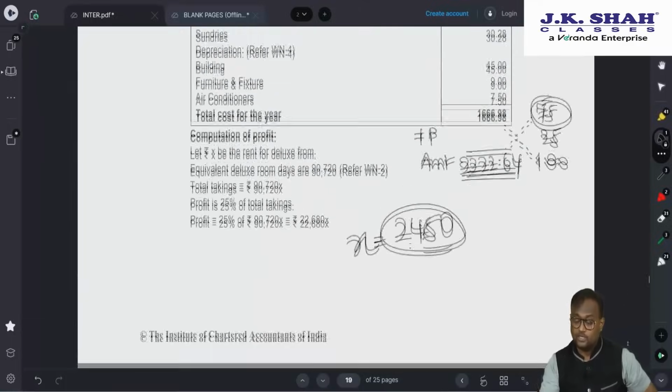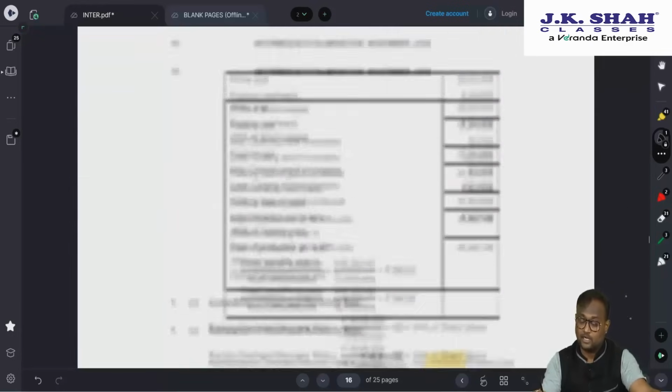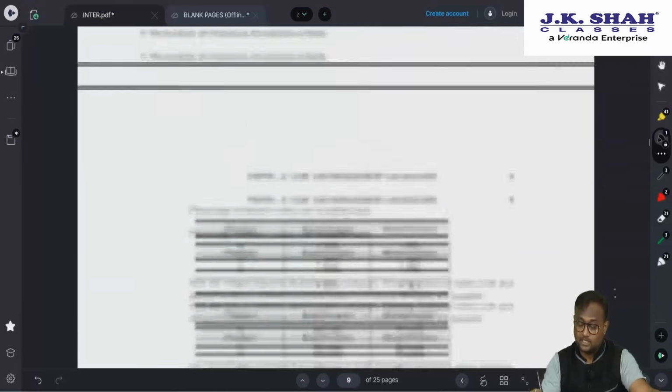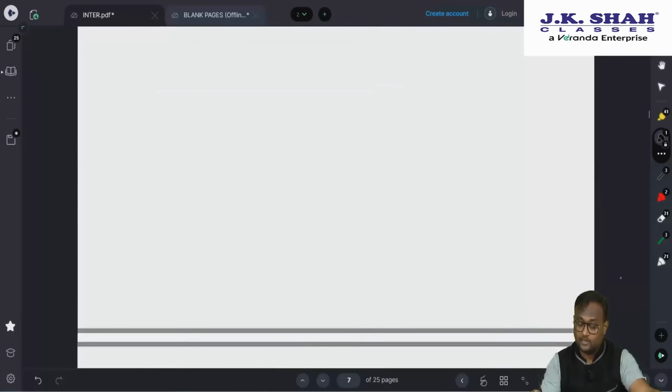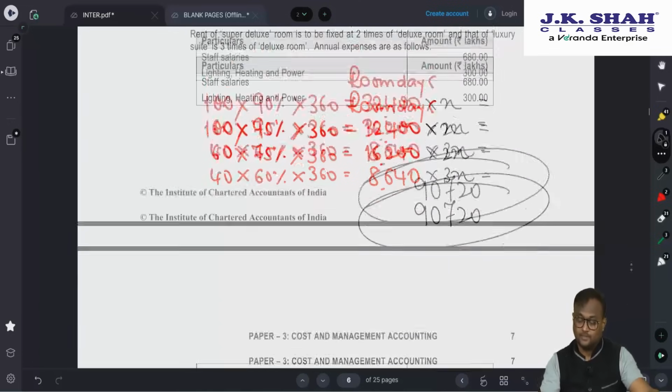There is no need to show anything like that, just simply take the total cost, add profit, decide the amount to be collected. As I have already explained, your amount to be collected is nothing but 90,720x. That is the advantage of calculating room rent separately. I hope this is clear.